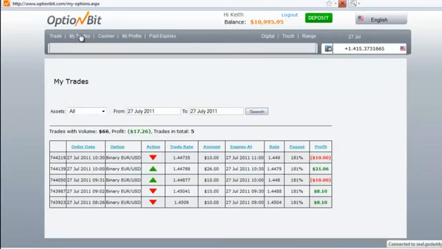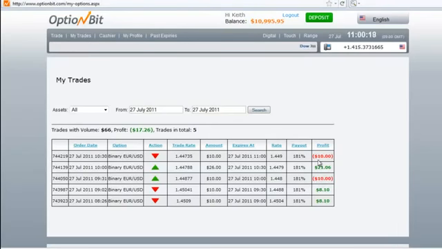Just go into my trades just to show you. Okay, so I've got the 3 successful trades and the 2 unsuccessful trades. So I'm going to pause the video and come back in half an hour.